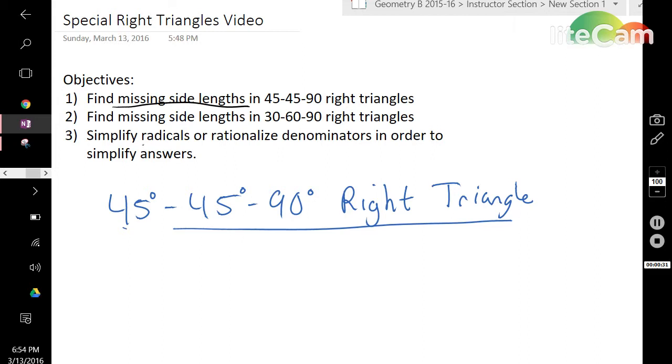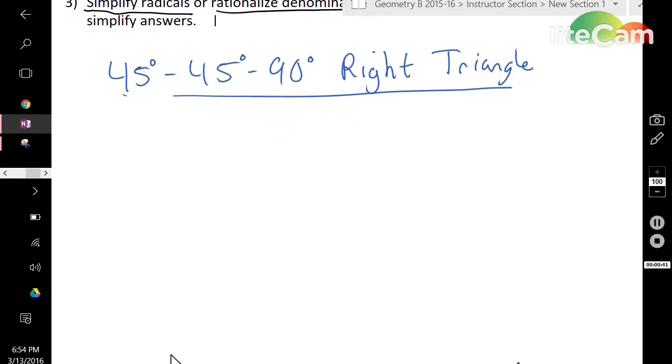When we find missing side lengths, there may be a moment where we have to simplify radicals or rationalize denominators in order to simplify the answers. Those are previous skills taught in the class.